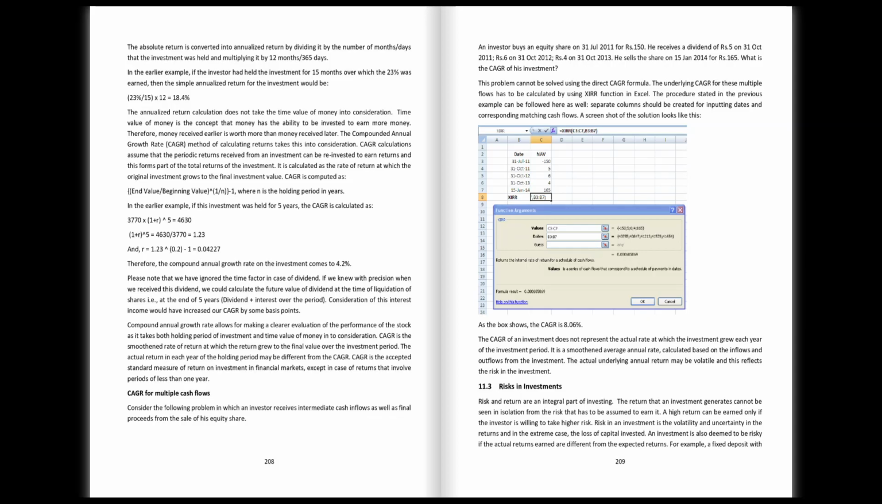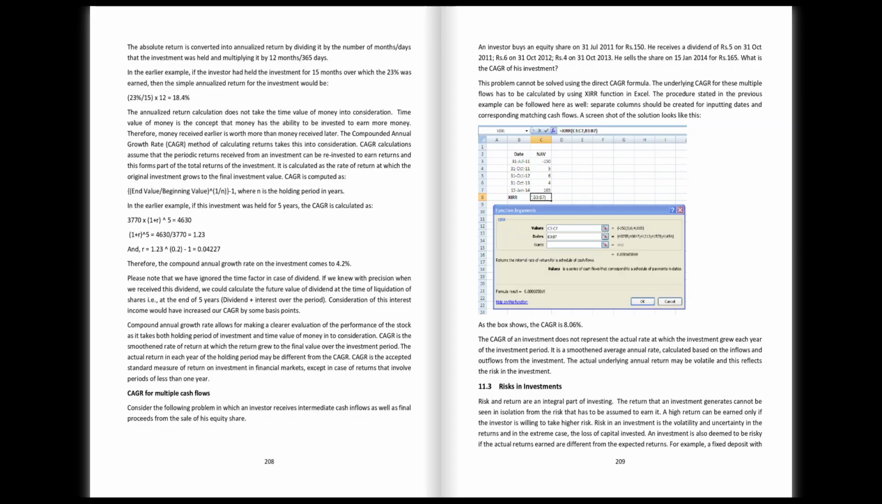In the earlier example, if the investor had held the investment for 15 months over which the 23% was earned, then the simple annualized return for the investment would be 23% divided by 15 multiplied by 12 equals 18.4%.